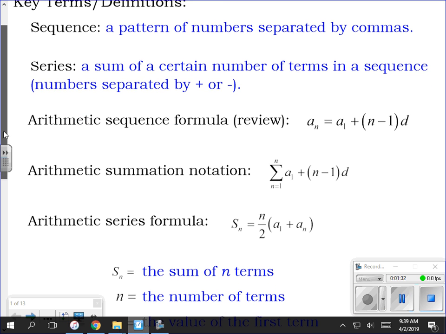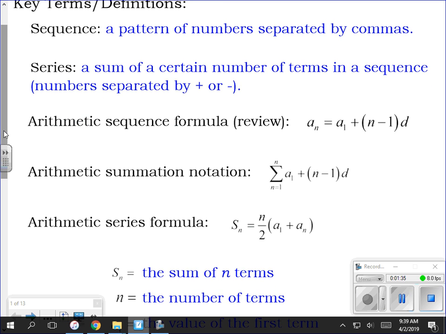The arithmetic summation notation, this is an important one. This is called sigma notation, from n equals 1 to n. This is a way of adding them up, writing them as a formula, rather than writing out each and every term. It's a series using a formula, rather than writing out 1 plus 2 plus 3 plus 4 plus 5. A way of doing that.